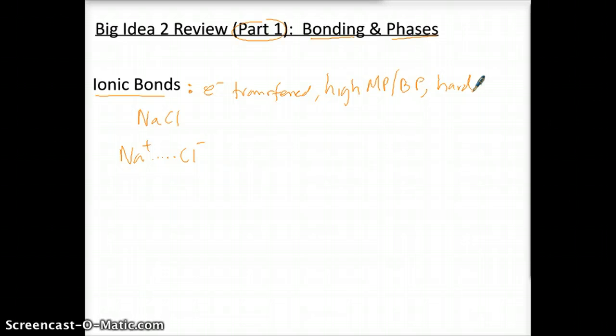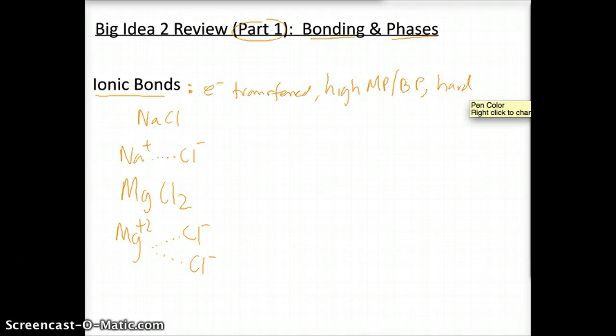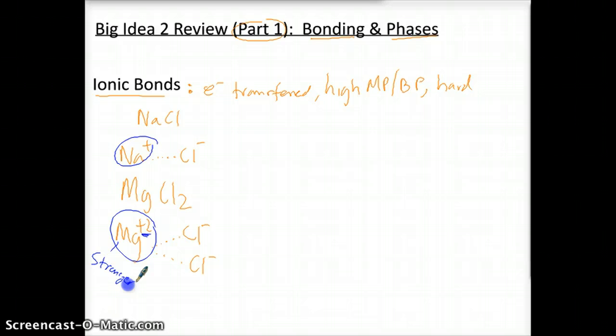Other compounds that could be ionic: MgCl2. How does this split up? We form Mg with a +2 charge because it's in group 2, and 2 chlorines with a -1. These are opposite charges. Which of these would have a stronger bond? Well, we need to be able to predict that qualitatively. Magnesium 2+ has greater charge than Na+. So since it has greater charge, this would be a stronger bond, so you would expect it to have a higher boiling point, higher melting point, etc.